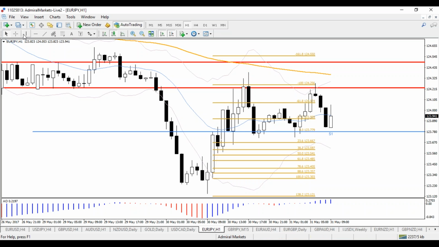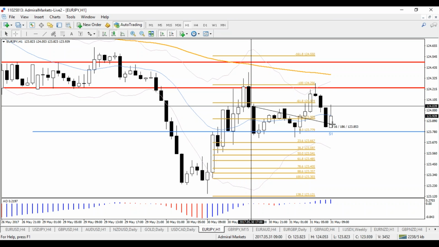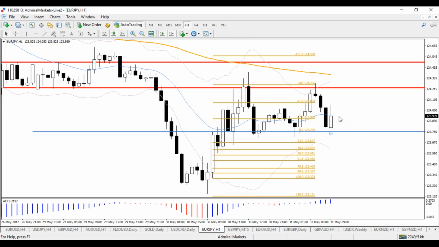However, the fact that so many candles have occurred after that without going anywhere, from my perspective, I think that it's time to move the stop loss to break even.